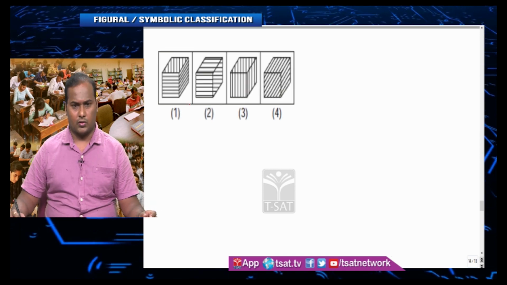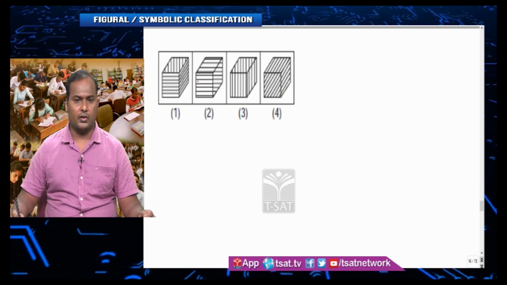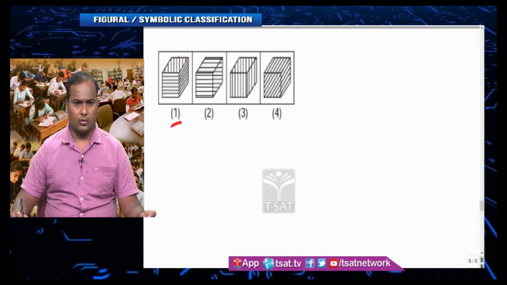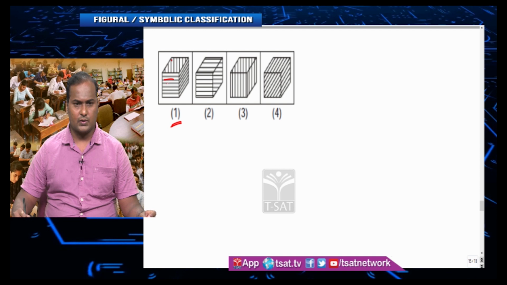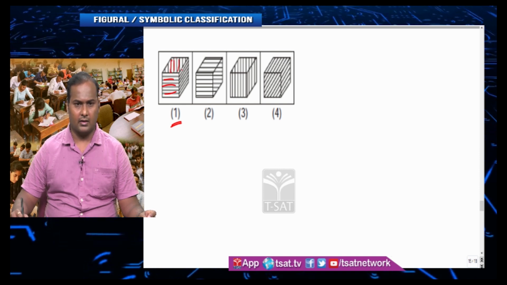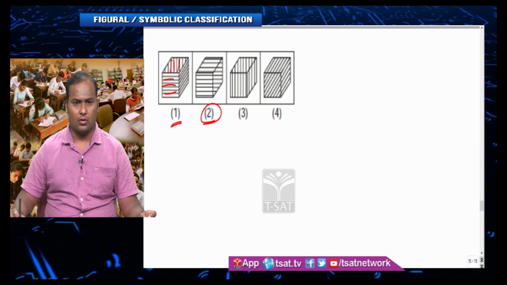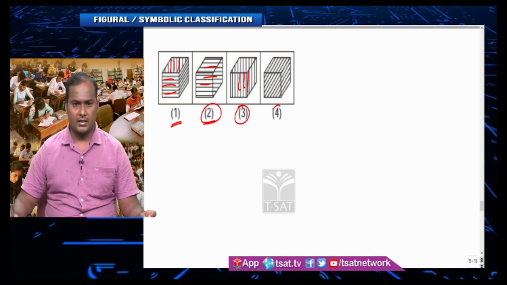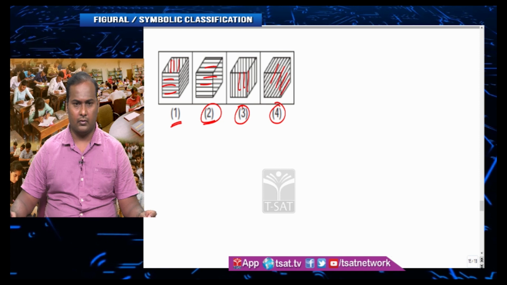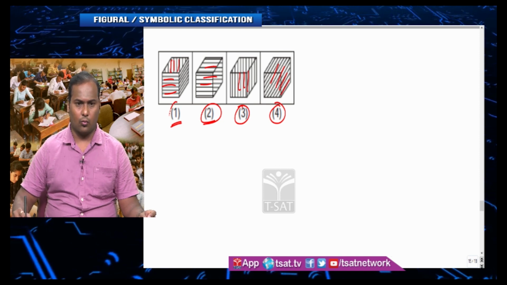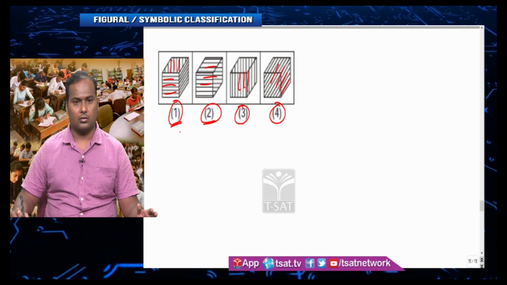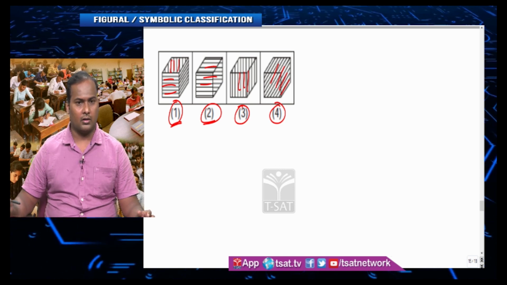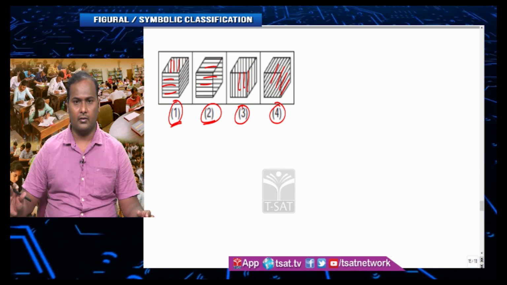See, in this particular question, the common criterion is based upon lines. If you see figure 1, both horizontal as well as vertical lines are given, whereas in figure 2 only horizontal lines, in figure 3 only vertical lines, and in figure 4 also only one type of line. So only figure 1 has both vertical as well as horizontal lines, and the remaining 3 have a common feature, having only a single type of line.